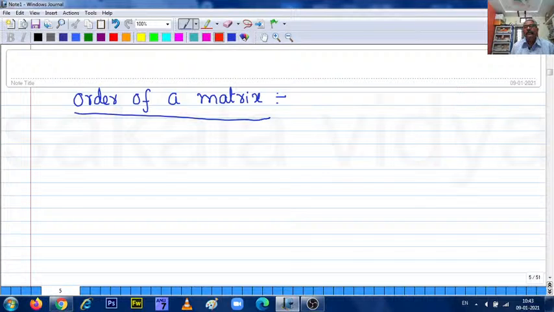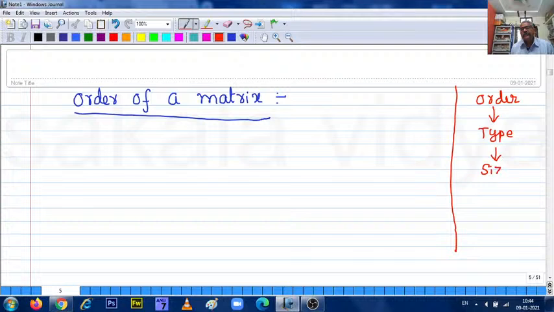See, you remember order, type, size. In the same sense we use order of a matrix, type of a matrix, size of a matrix. Same definition. What is the order of the matrix? For example, the order of a matrix can be determined by using the number of rows and number of columns. So the number of rows and columns present in the matrix is called the order of a matrix.